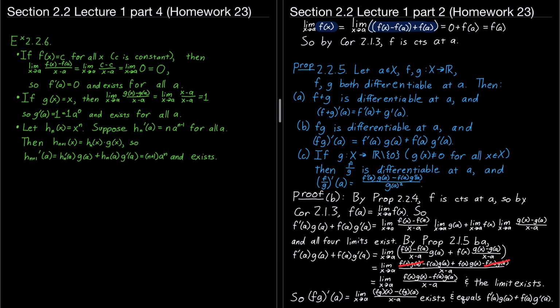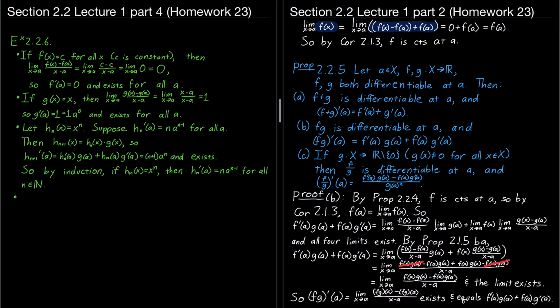Then by induction, if h_n of x equals x to the n, then h_n prime of a is n a to the n minus 1, for all natural numbers n. The base case is our g of x equals x, also known as h_1 of x equals x to the first, and we just saw that it's true, so it holds by induction.